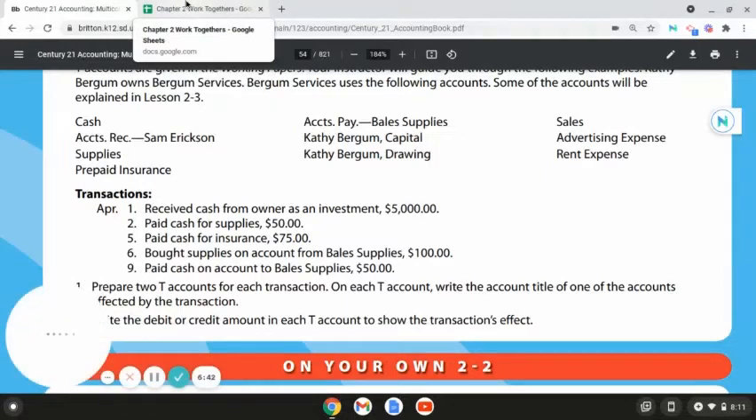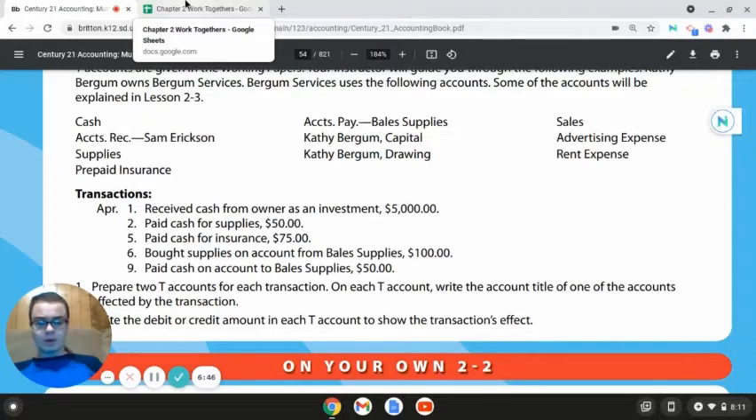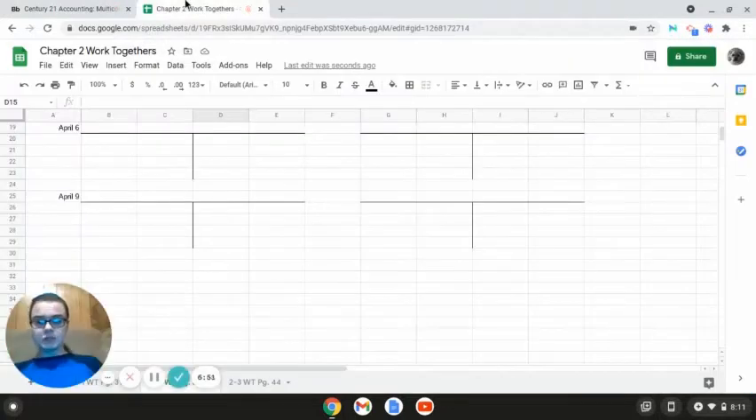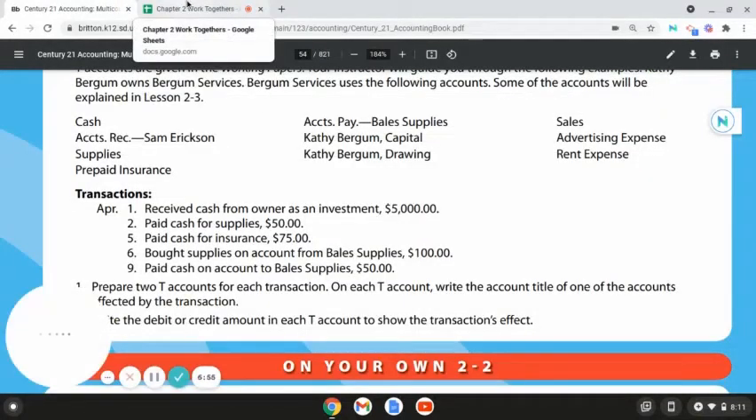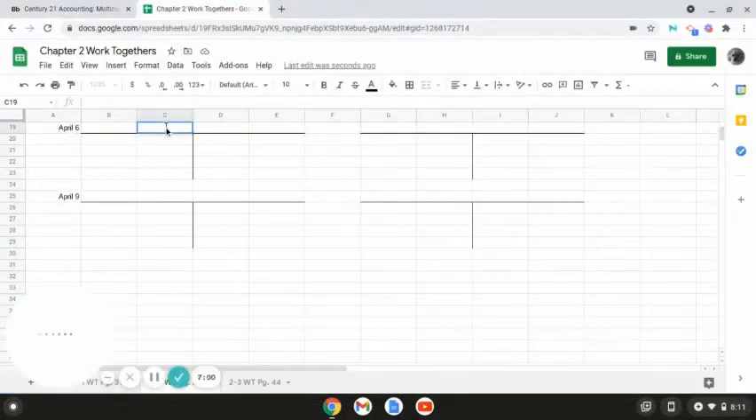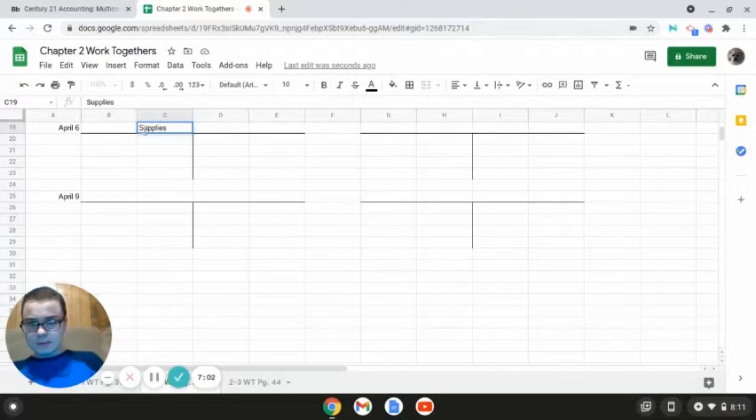Transaction number four reads, on April 6th, bought supplies on account from Bail Supplies, $100. Okay, so again, the first thing that we have to do is determine what accounts are being affected here. So when we buy supplies on account from Bail Supplies, the two accounts that are being affected here are supplies and also accounts payable, Bail's Supplies.